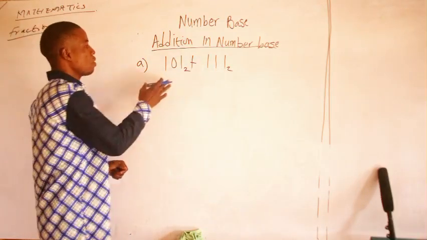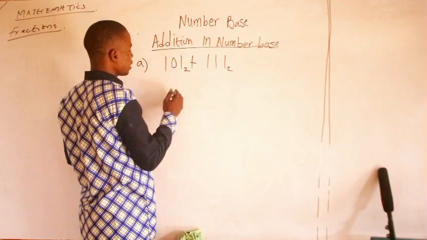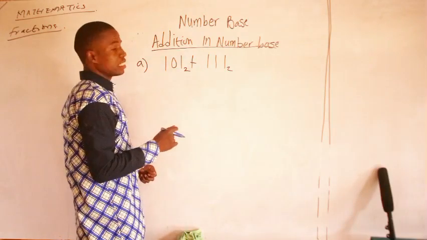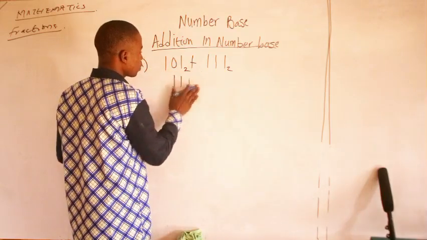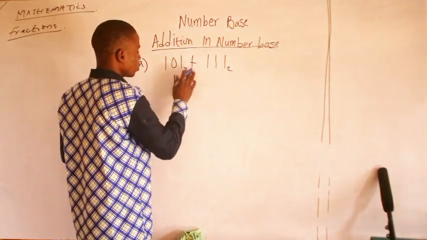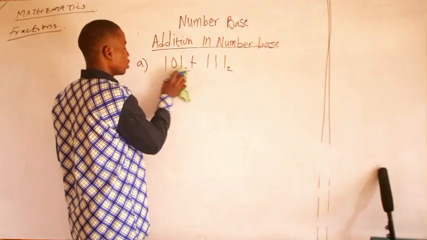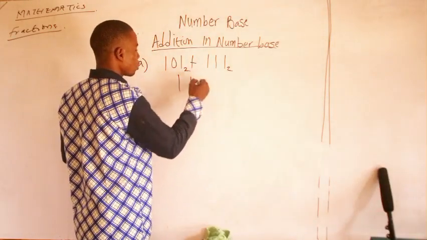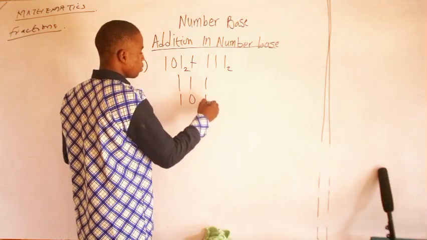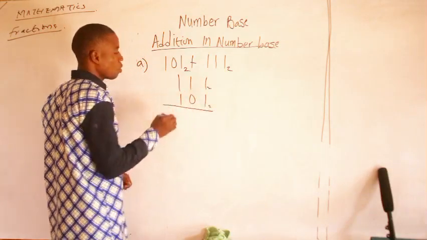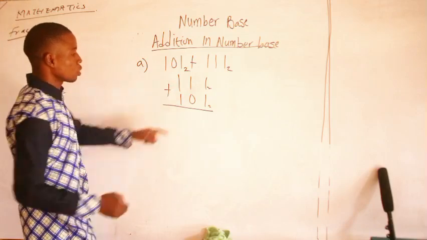Addition in number base. When you look at this, which number is greater? This one, 1, 1, 1. You write this down, 1, 0, 1, base 2.